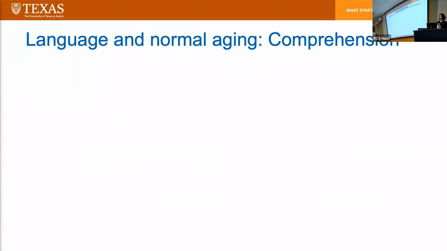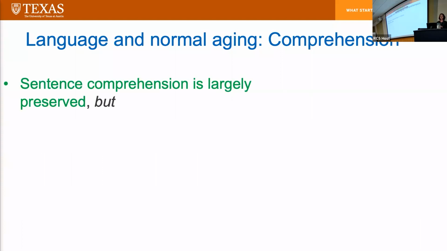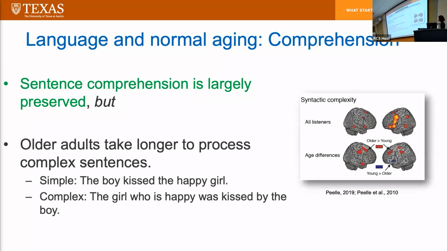Okay, what about comprehension of sentences? So that's more complex. Also, mostly preserved with aging. However, we do see some differences in that older adults take longer to process certain kinds of sentences. So when we think about sentence construction, there are really simple sentences like the boy kissed the happy girl. And then we can express the same concept with a complex sentence. The girl who was happy was kissed by the boy. Those sentences mean the same thing. The latter sentence requires a lot of grammatical decoding to access the same concept. Older adults do just fine decoding complex sentences, but it takes them longer.